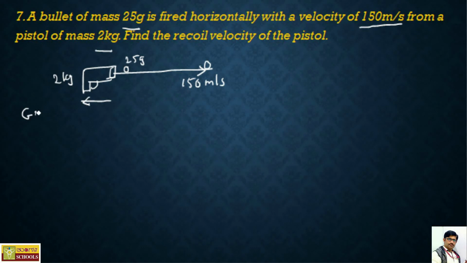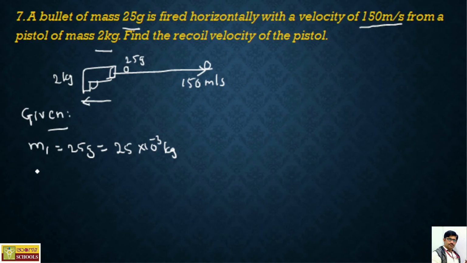So let us try to write the parameters given. First point, the mass of the bullet. I'll take it as m1, which is 25 gram. That can be converted in terms of kg as 25 into 10 to the power minus 3 kg. And we have m2, that is the mass of the pistol. m2 is equal to 2 kilogram. That's why I converted the mass of the bullet from gram to kilogram.